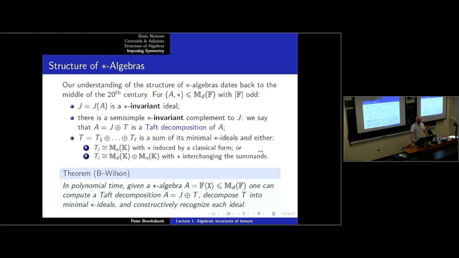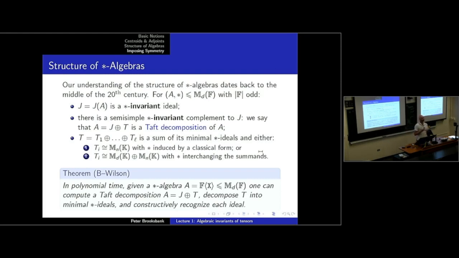However, under a mild condition, if the characteristic of the field is odd, if you're not talking about characteristic two fields here, then you can indeed find one of these Wedderburn complements that's also star invariant. Okay? So we can find such a thing, and we're going to call it a Taft decomposition of the star algebra.